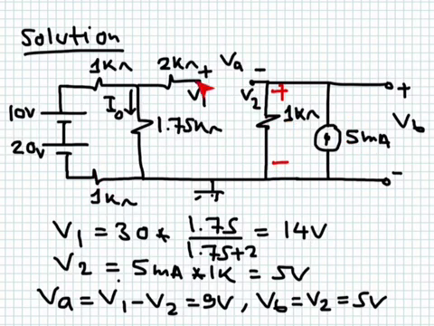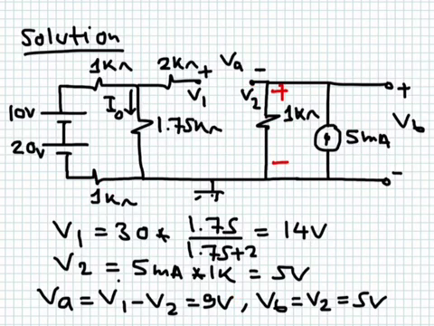So this one here relative to ground is 14 volts. This one here relative to ground is 5 volts. Then VA, which is V1 minus V2, is equal to 14 minus 5, so it's going to be equal to 9 volts as shown here.